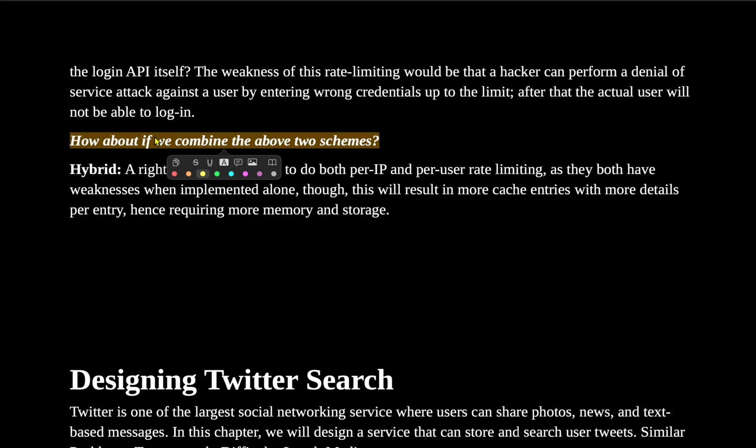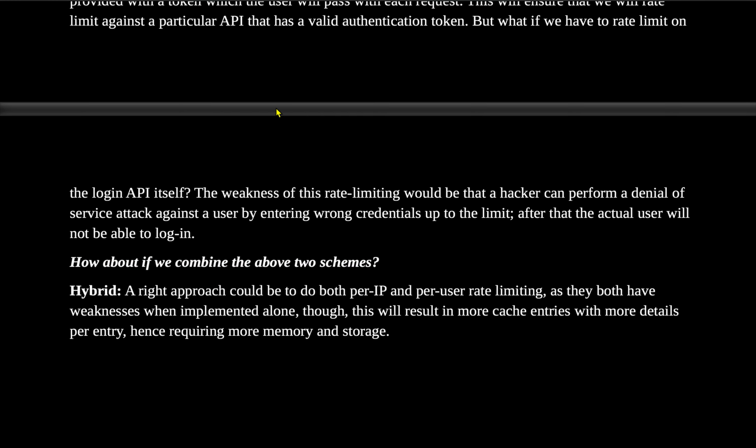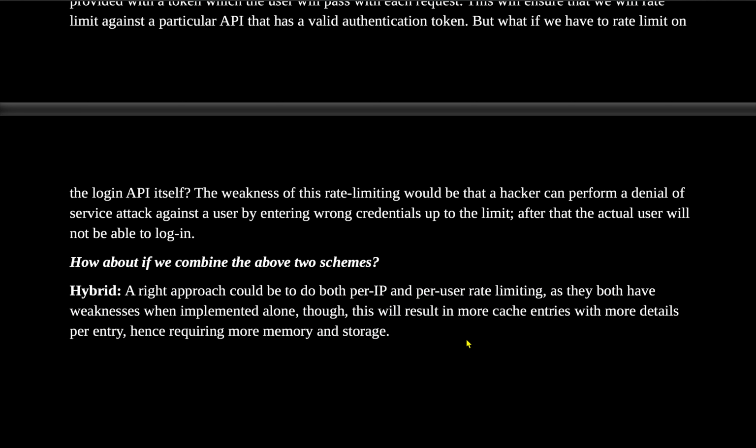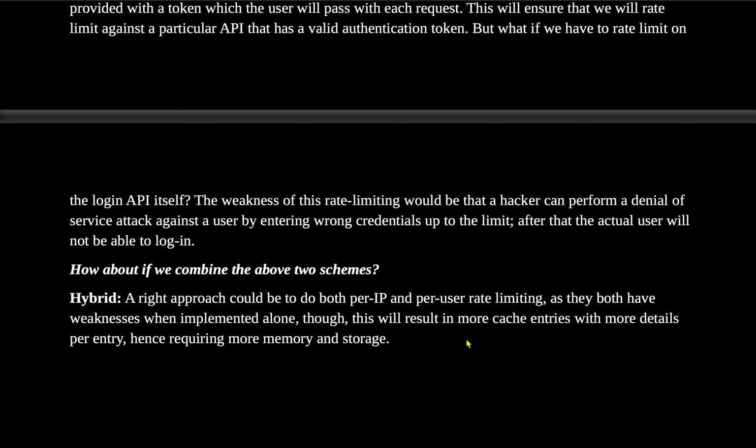How about if we combine the above two schemes? Hybrid approach. A right approach could be to do both per IP and per user rate limiting, as they both have weaknesses. When implemented together, though, this will result in more cache entries with more details per entry, hence requiring more memory and storage. Everything comes back to trade offs.